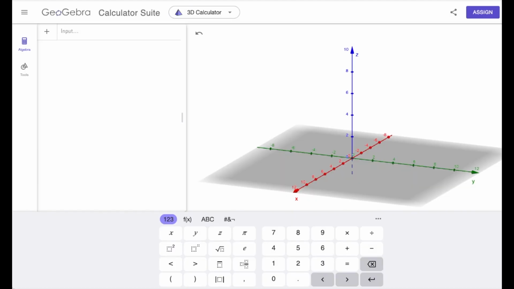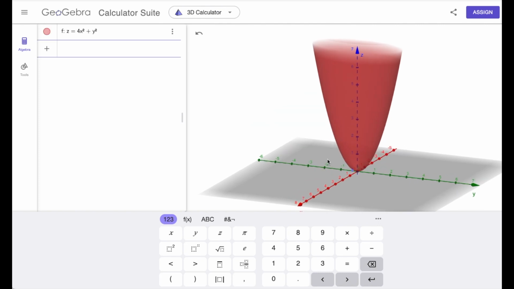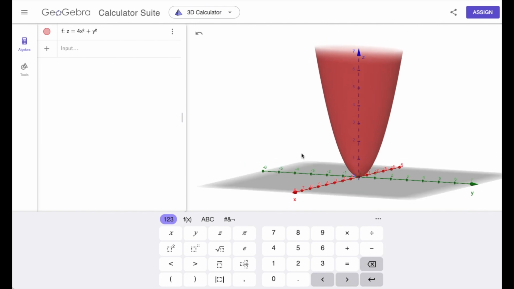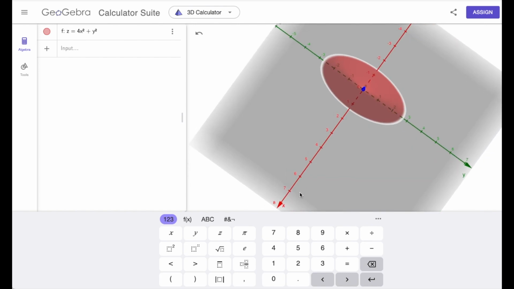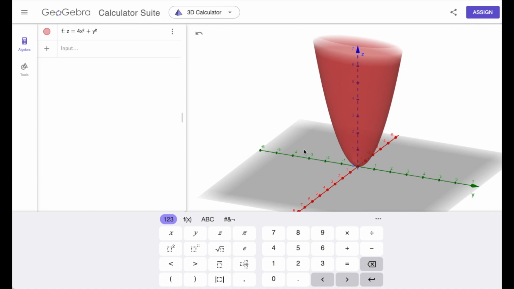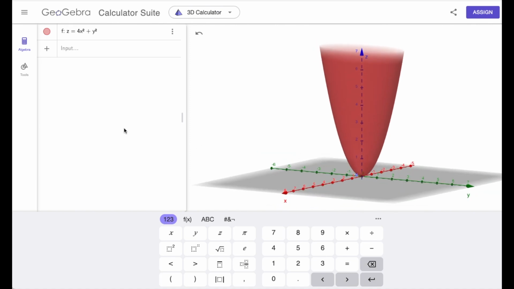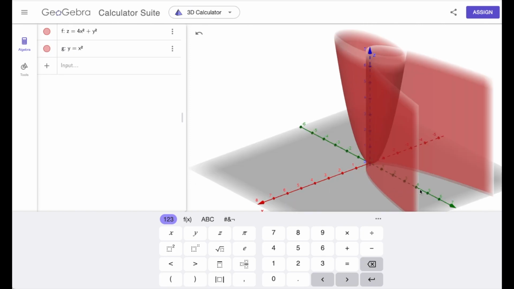So here we are in GeoGebra, but of course any 3D graphing software is going to work. And we're going to plug in, first of all, let's look at our surfaces that we originally started with. So z is equal to 4x squared plus y squared. And thankfully we can see that our surface that we originally drew was correct with elliptical cross sections in the constant z planes. And our second equation was y is equal to x squared, which turned out to be a parabolic cylinder.